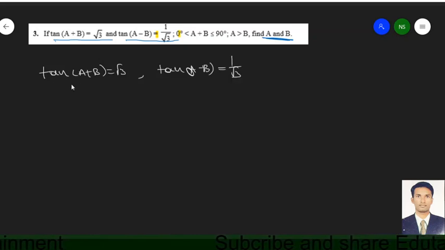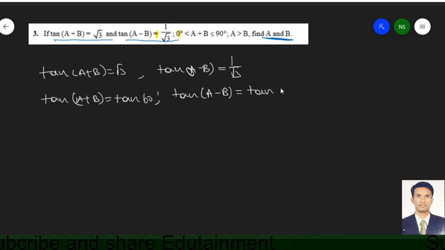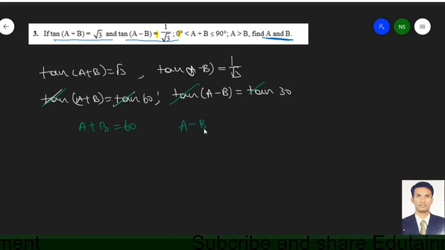So we have here tan a plus b, which is equals to, in the place of root 3 I can write tan 60 degrees. Why? Because tan 60 is root 3. Here also I can change tan a minus b, which is equals to tan 30 degrees. Why? Because tan 30 is 1 by root 3. Now I can remove both sides this tan. I can remove both sides the tan here also. So I will be left with a plus b is equals to 60. Here I will be left with a minus b equals to 30.